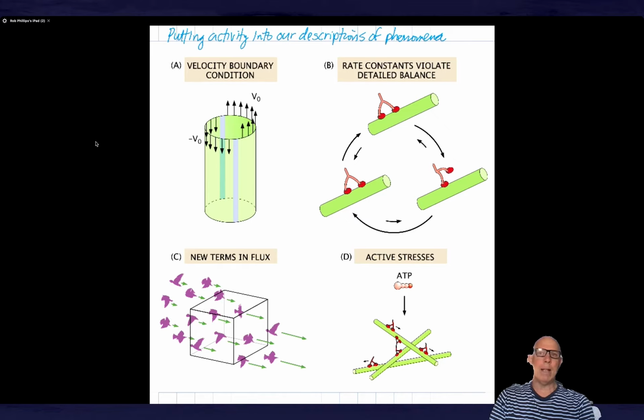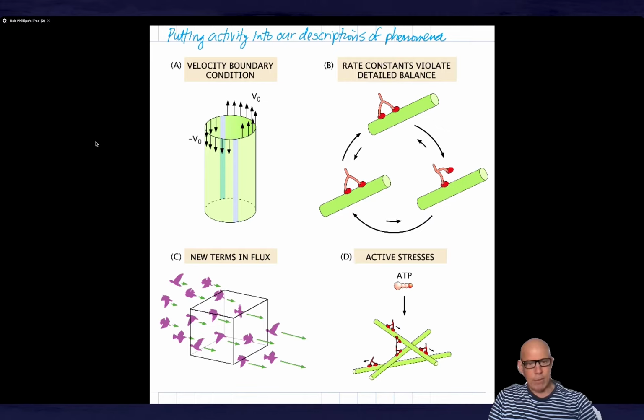You'll remember that detailed balance says the probability that you're in a given state times the rate of leaving that state to go to some other state has to be equal to the probability of being in that other state times the rate constant of leaving that state and coming back to the original state. And the idea in such a case is that you will have no net currents. And here, we'll talk later about violations of detailed balance and how that actually gives rise to the effects of activity that we're interested in.